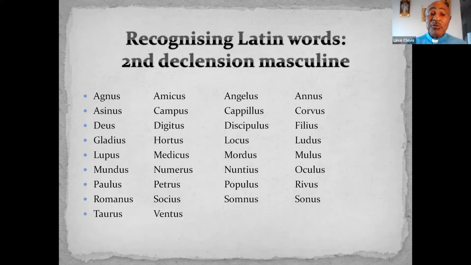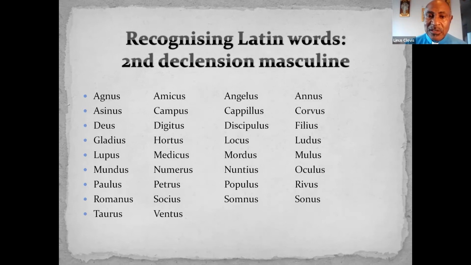Okay. Taurus. So AU is a diphthong. So it's Taurus. Taurus, of course, is the constellation. So Taurus is the bull, the animal. And Ventus, we have a nice English word: when it's very hot, you want things to be ventilated. So Ventus is the wind. Yeah. All of these you'll find, as I said, in the dictionary.